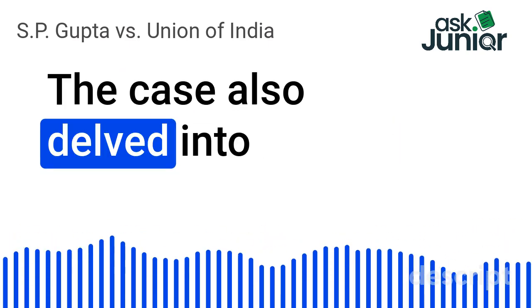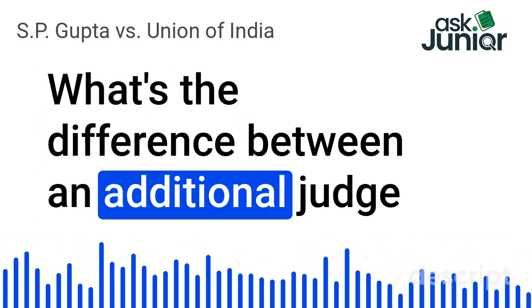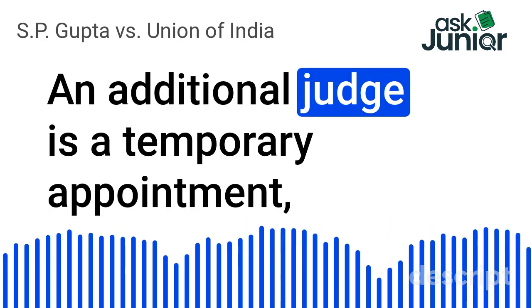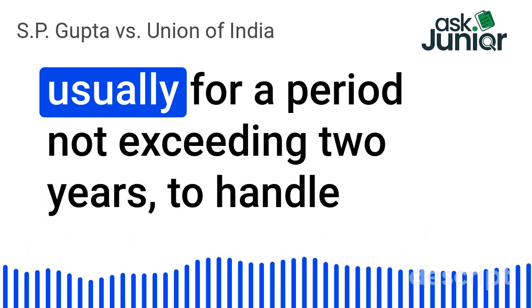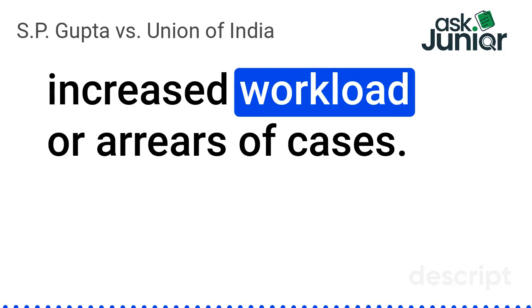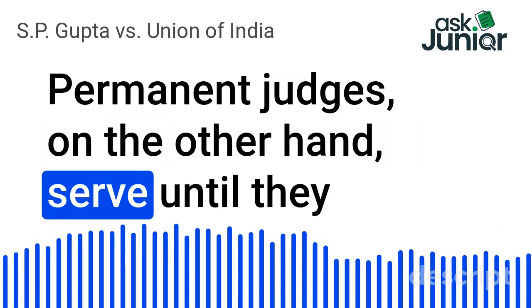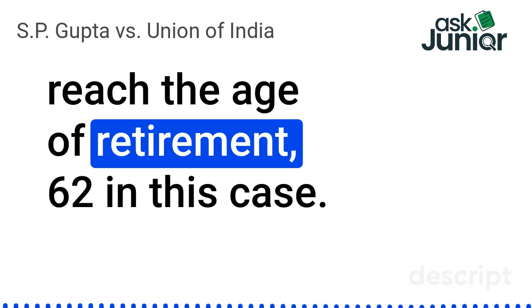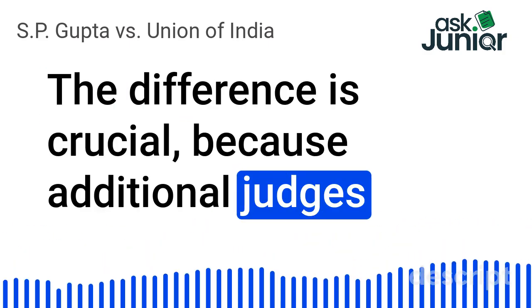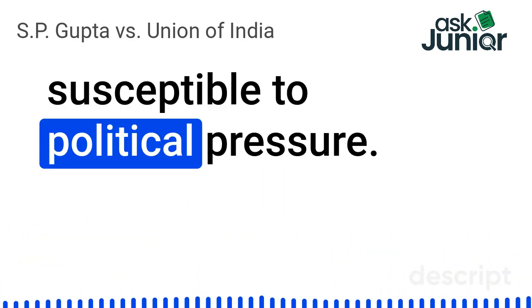The case also delved into the role of additional judges. What's the difference between an additional judge and a permanent judge in the Indian system? An additional judge is a temporary appointment, usually for a period not exceeding 2 years, to handle increased workload or arrears of cases. Permanent judges, on the other hand, serve until they reach the age of retirement, 62 in this case. The difference is crucial because additional judges have less job security, potentially making them more susceptible to political pressure.